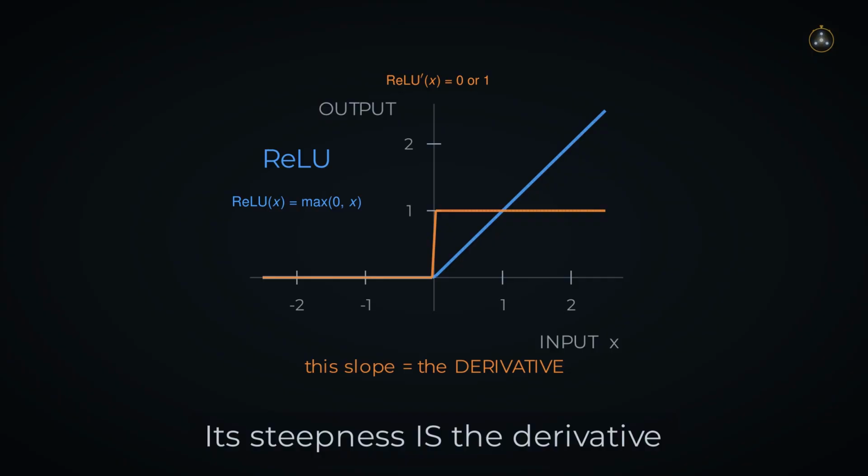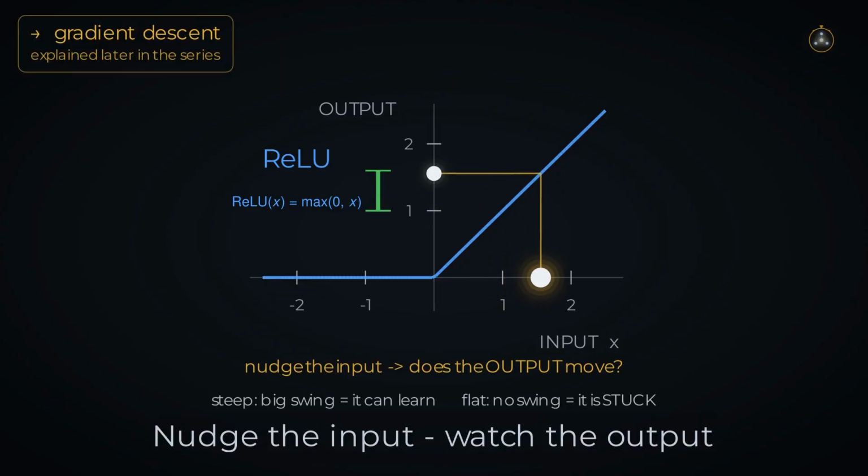Watch this. Here's what slope really means. I nudge the input, watch the output swing. Now the same nudge over here on the flat side. Nothing. No swing, no signal. The neuron can't even tell it's wrong. Steep, it learns. Flat, it's numb. A dead neuron.